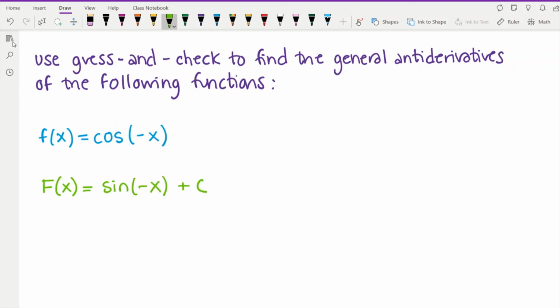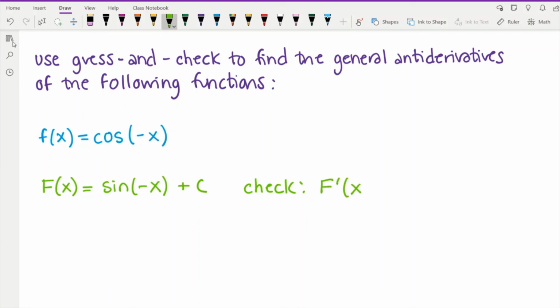Right, so where am I coming up with this guess? Well, we know that the antiderivative of cosine is sine, right? The antiderivative of cosine of x is sine of x. And then, if we have negative x in our original function, we should still have negative x in the antiderivative. So let's see what happens if we actually check this antiderivative that we guessed.